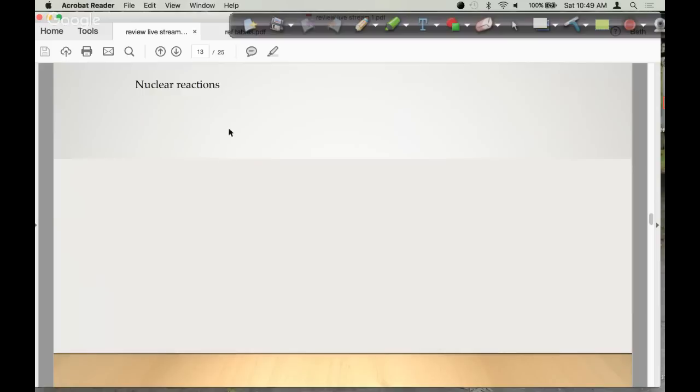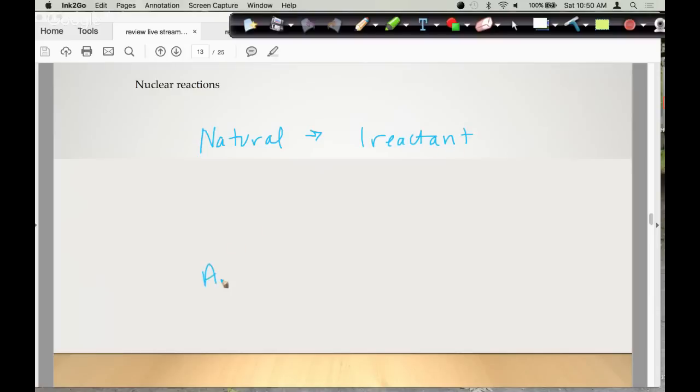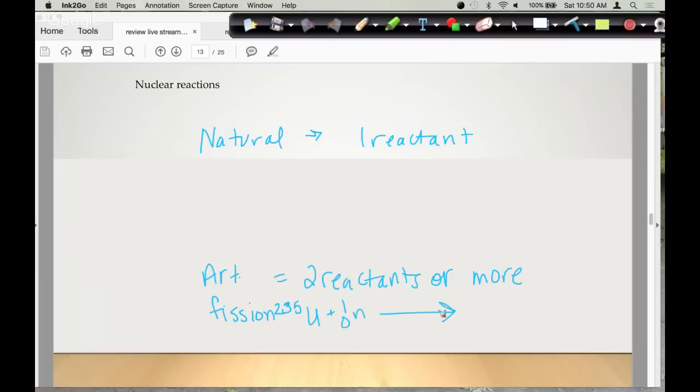So for nuclear reactions, natural versus artificial, natural has 1 reactant, and artificial has 2 reactants or more. So artificial, we have to bombard the nucleus with a high energy particle to cause it to happen. Fission would be artificial because it's the uranium-235 plus the neutron. That would be our 2 reactants.